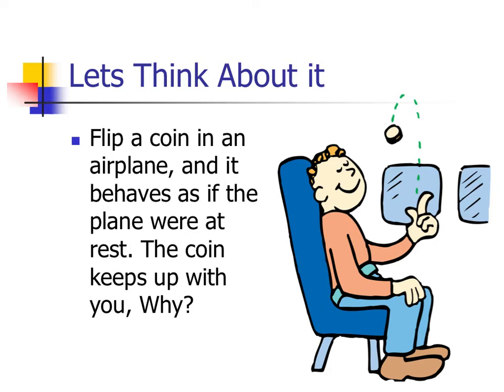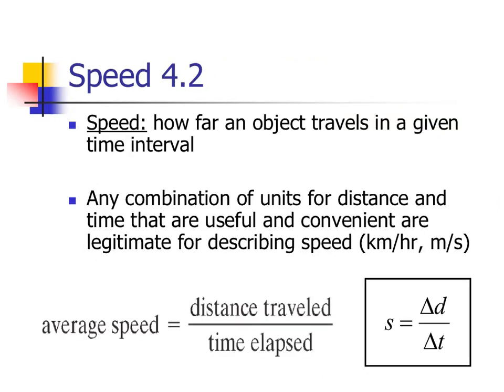What we want to do is describe the motion more thoroughly. A word we can use for that is speed. Speed is how far an object travels in a given time interval.